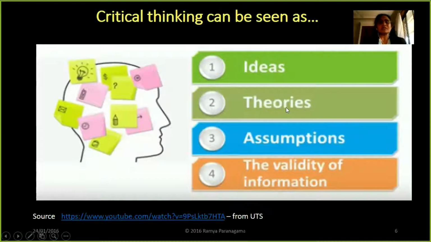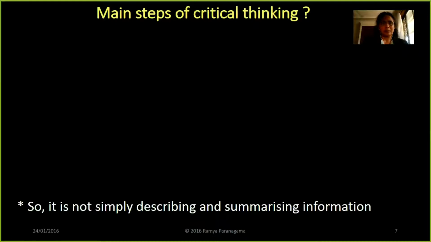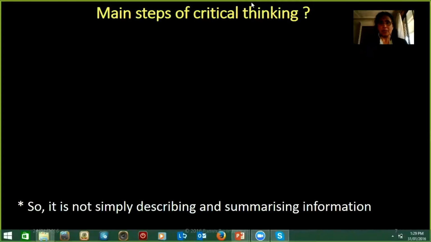So sometimes critical thinking can be seen as getting ideas, theories, assumptions, in the end to search for validity of information, right? So we need to look at the main steps of critical thinking. That's where we are right now.